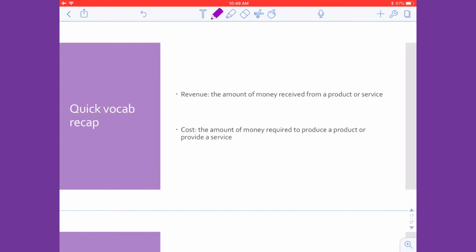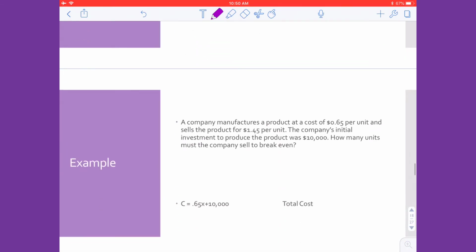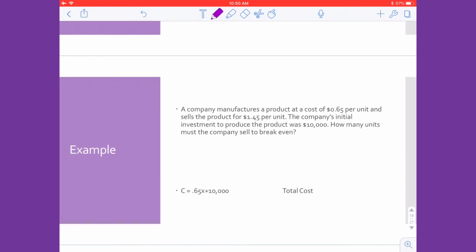When I think about revenue, it's the amount of money received from a product or service. When I think about the cost, it's the amount of money required to produce a product or to provide a service. So looking at an example, a company is going to manufacture a product at a cost of 65 cents per unit and sell the product for $1.45 per unit. The company's initial investment to produce the product was $10,000. How many units must the company sell to break even?